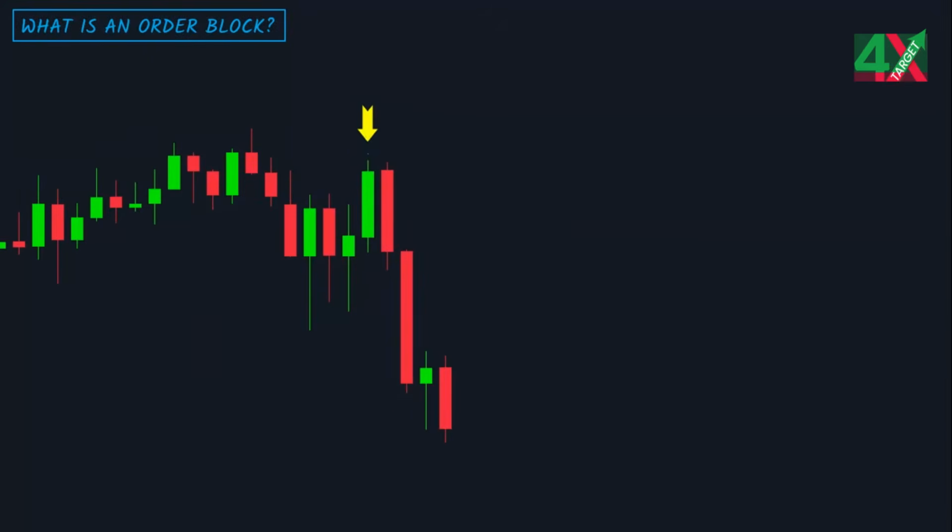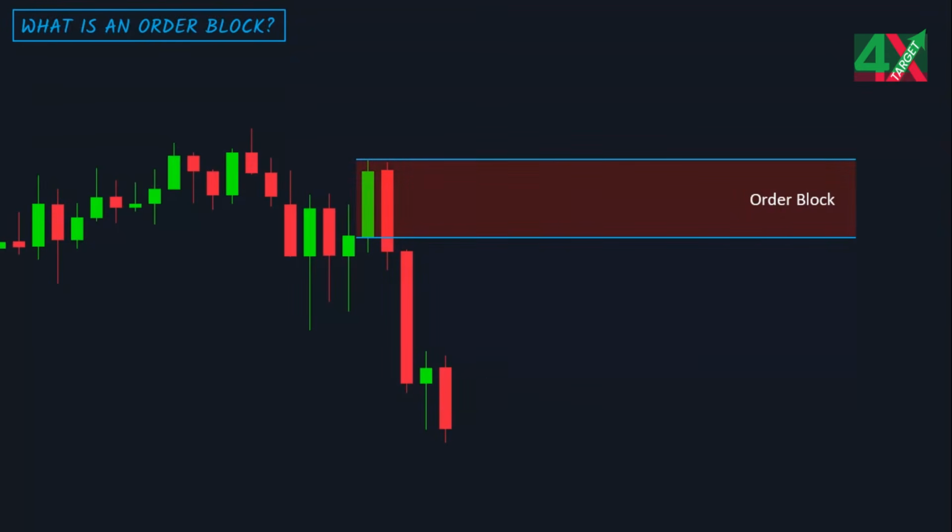For a bearish order block, look for the last bullish candle before a strong bearish impulse that breaks structure. Mark the open to the wick's high of that candle. When price revisits the zone, it often acts as resistance, providing an opportunity for shorts.